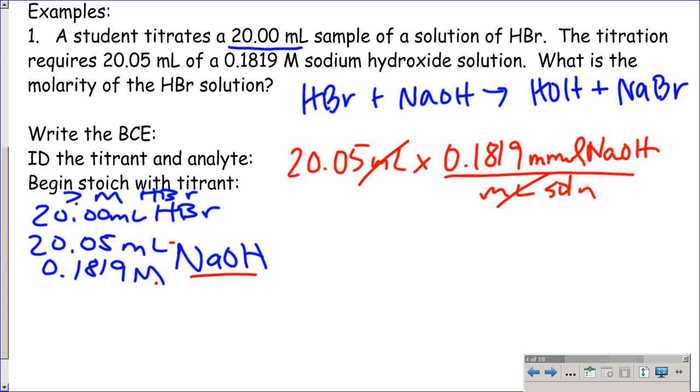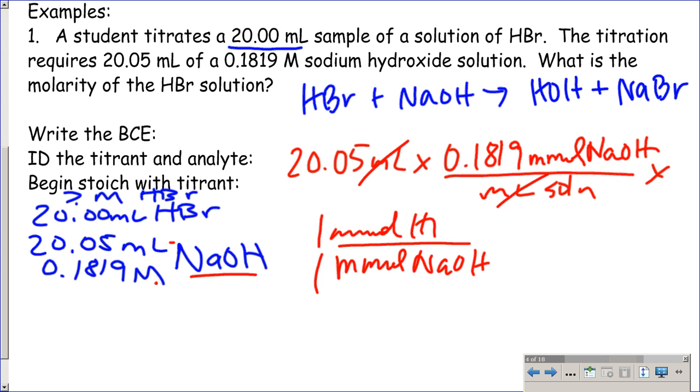So my question is not regarding sodium hydroxide, it's talking about the acid. So now I have to show a ratio from the base to the acid. Well, what's the ratio between these two? 1-to-1, right? So I'm going to put my millimoles or moles. If you choose to stick with liters, you just have to convert that to liters first. But millimoles of NaOH, there's one of them, and millimoles of HBr, there's one of them, just simply because the BCE says so.